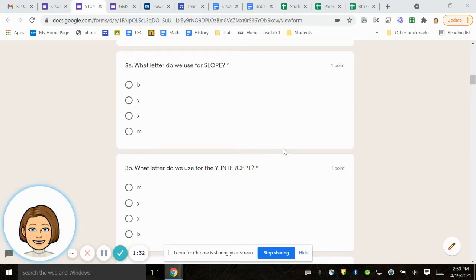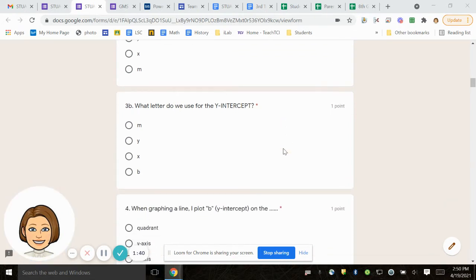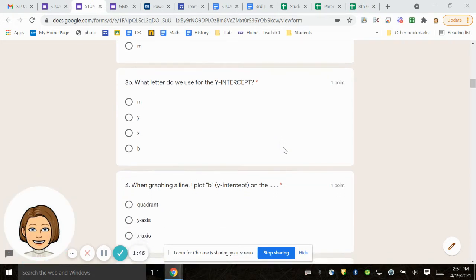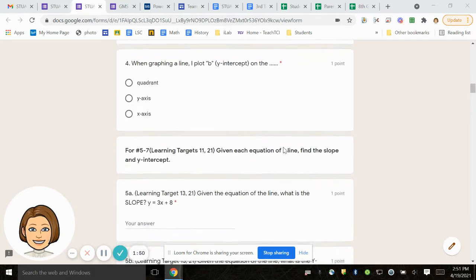3a, what letter do we use for slope? B, Y, X, or M? 3b, what letter do we use for the y-intercept? Number 4, when graphing a line, I plot B, or the y-intercept, on the quadrant, y-axis, x-axis.